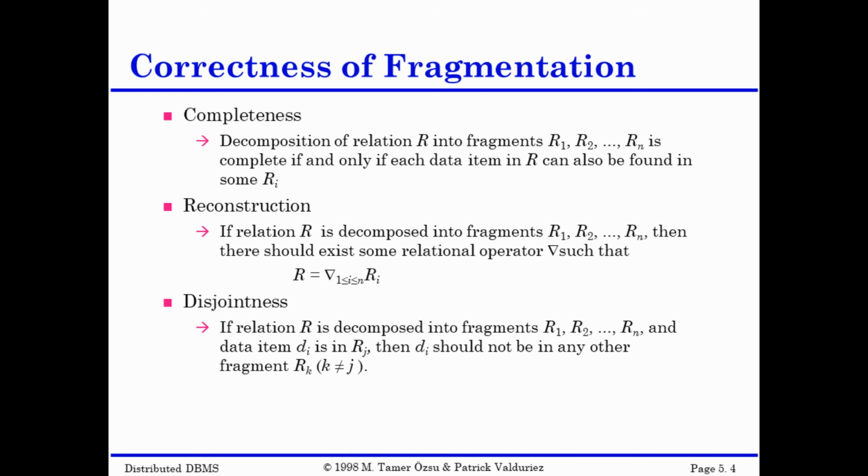Here I discuss 3 properties. The first property is completeness. I mean, we can decompose a relation R into n fragments from R1 to Rn. This fragmentation is complete if and only if each data item in R can also be found in some Ri.